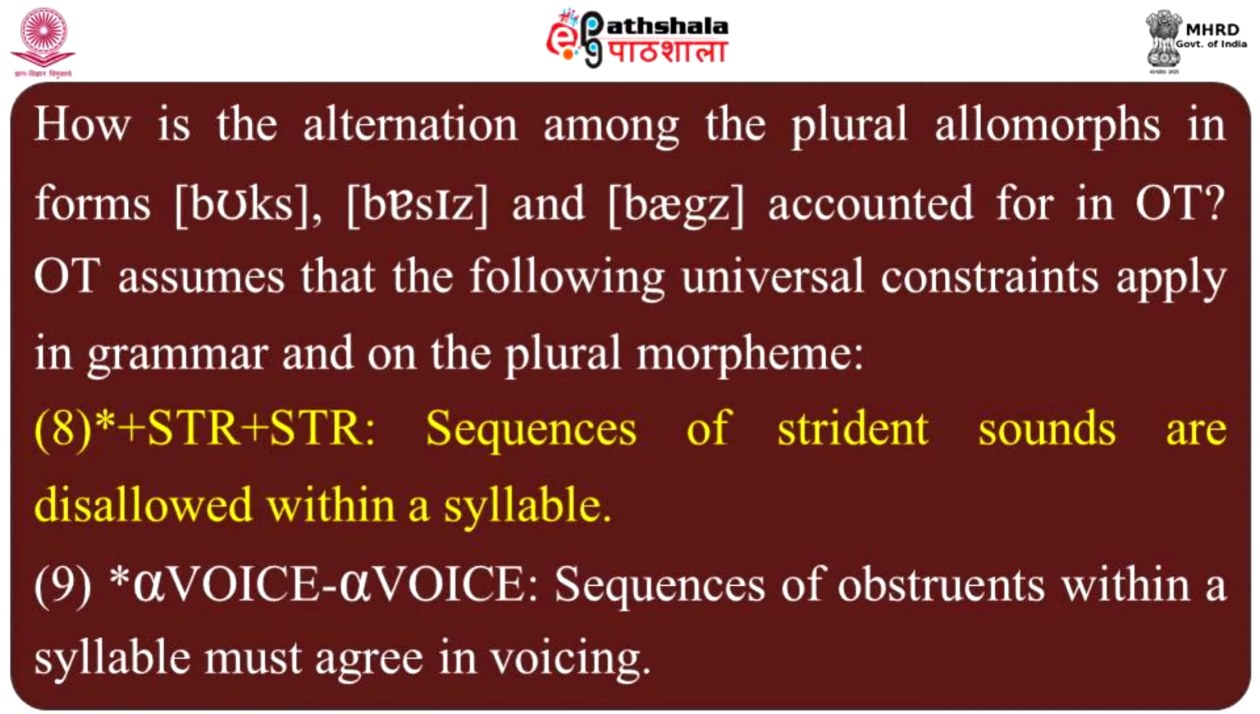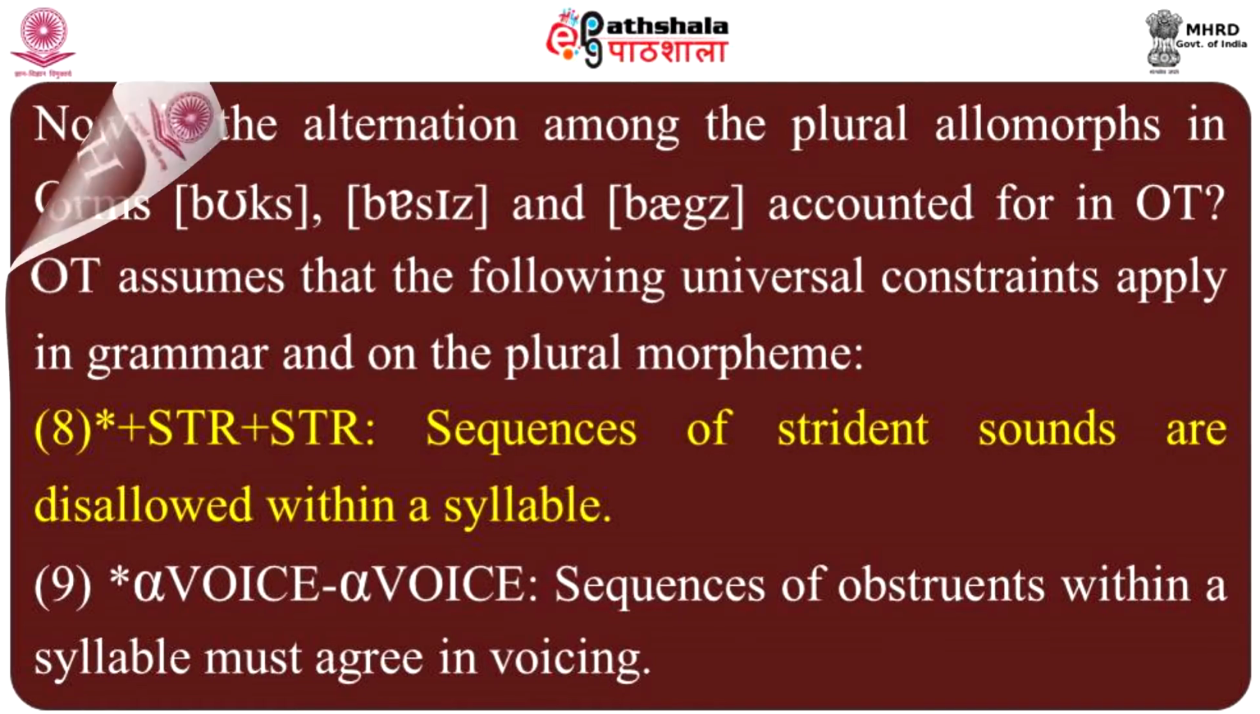How is the alternation among the plural allomorphs that we saw, namely sir, sir, and is, how are these accounted for in OT? Now, OT assumes that the following universal constraints apply in grammar and on the plural morpheme. Constraint 1, sequences of strident sounds are disallowed within a syllable. So two sounds such as sir, sh, or sir, ch, etc. are not allowed, and these are both strident sounds.